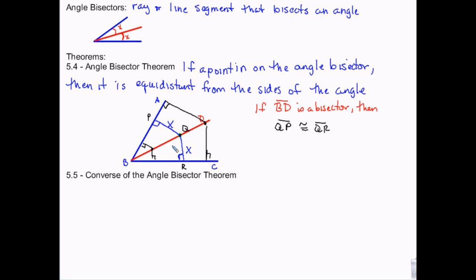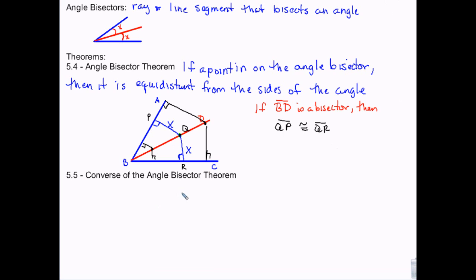And it kind of makes sense if you think about it, because the bisector is cutting the angles in half. Well, if you're cutting the angle in half, that would mean the two wedges on each side are going to be the same size. And so anywhere you go along the wedge, the same width. Does that make sense at all?